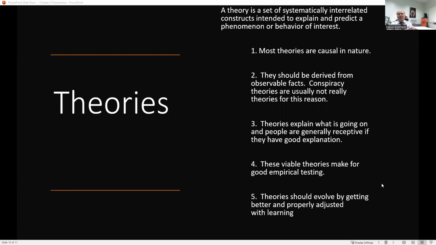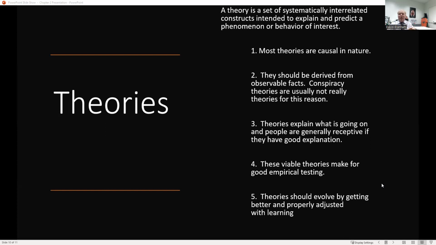Now, theories are important. They're important in research. A theory is a set of systematically interrelated constructs intended to explain and predict a phenomenon of behavior or of interest. Okay, so most theories are causal in nature. So a theory will say, I think this causes this. In most cases, that's how theories go. It's rare that theories don't have some directional cause, and in almost every case, they are causal in nature.